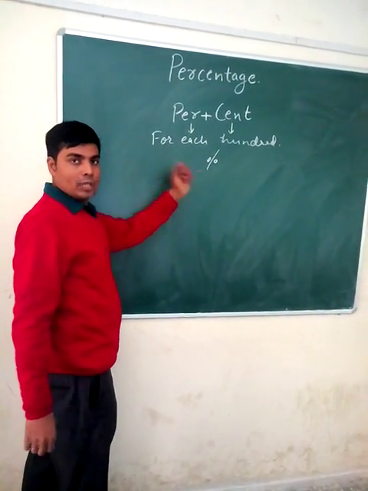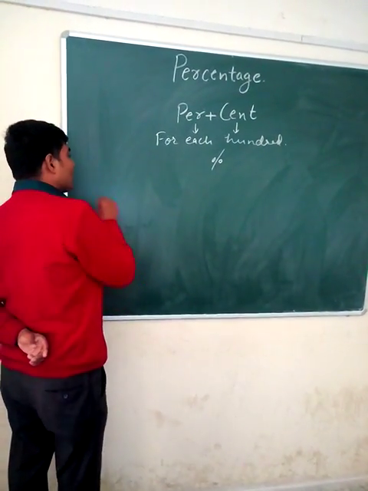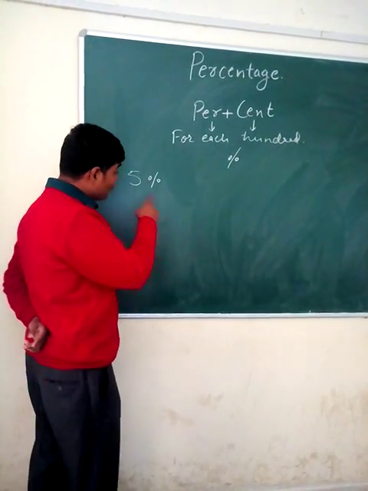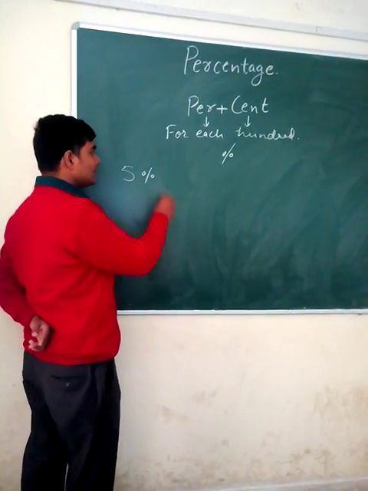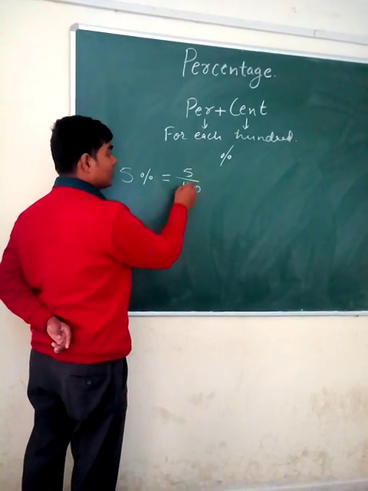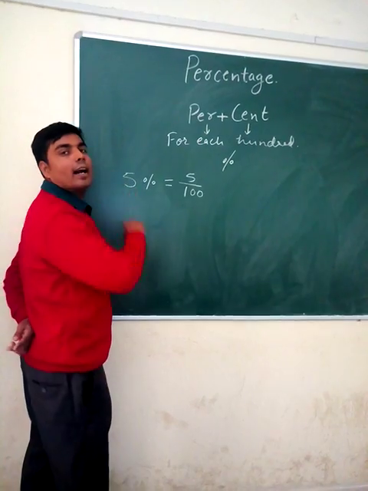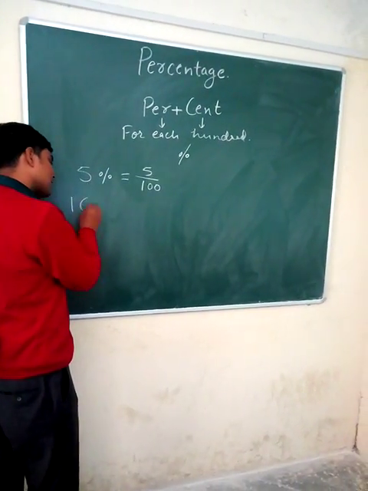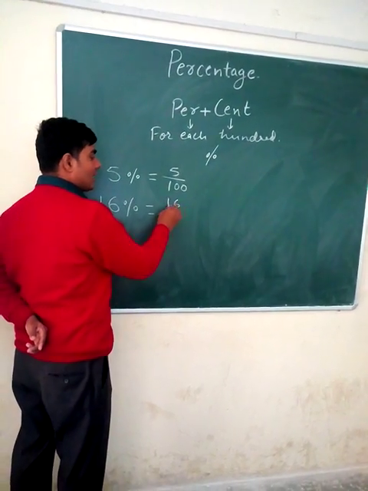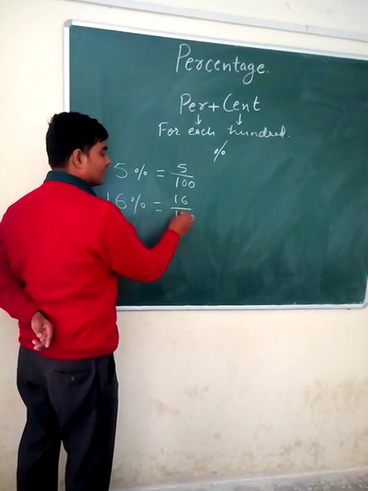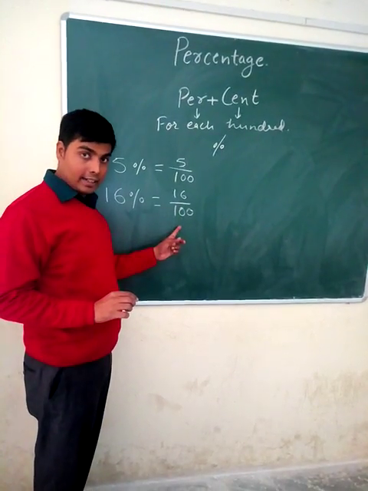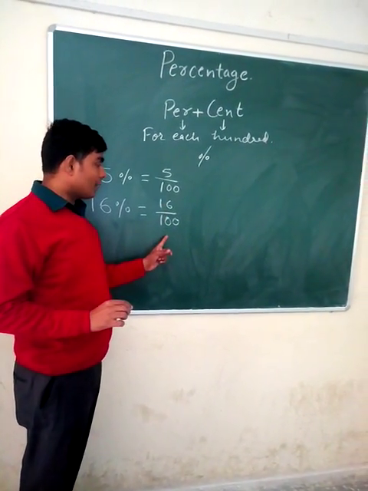this symbol. And if you write 5%, it means 5 by 100. It means 5 for each 100. If you write 16%, it means 16 out of 100. It means 16 for each 100.